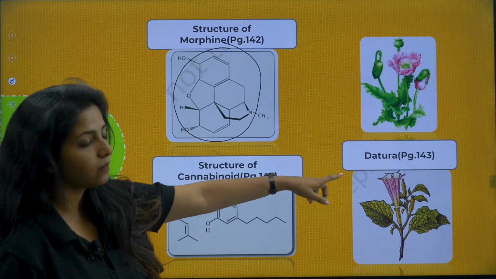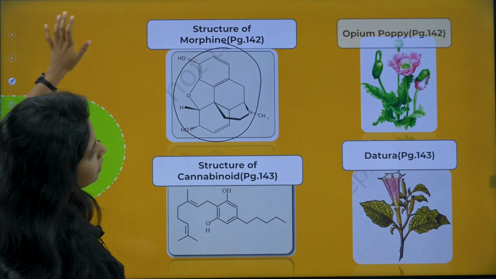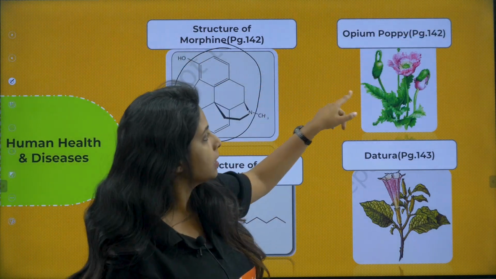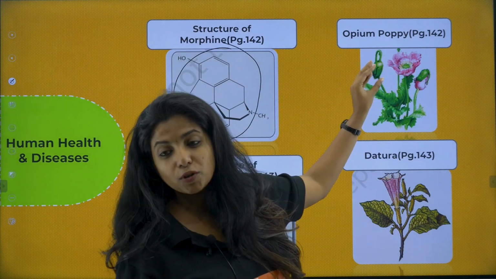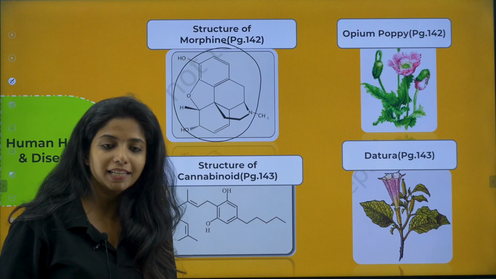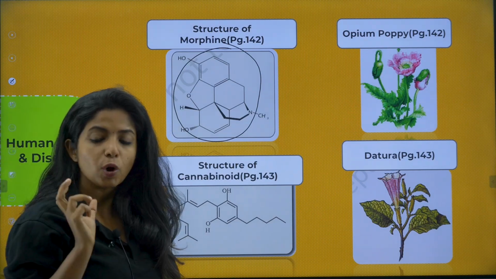Now, this datura is given on 143. It is a hallucinogen, and then this is the opium poppy plant, my dear children, from where you get this. Now, the latex of the opium poppy, the milky sort of thing, comes from the poppy, from which you get morphine as well as heroin, that is drugs. Okay, so please know how to identify it.